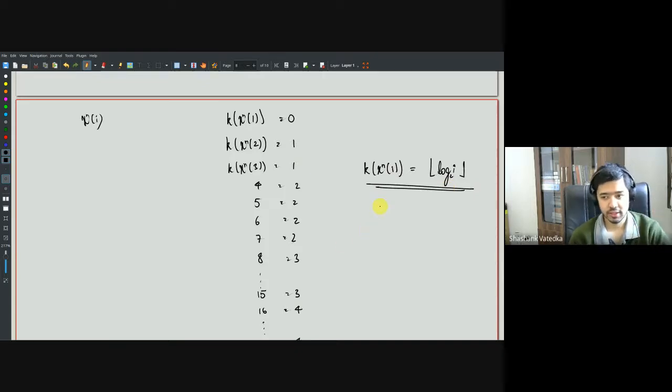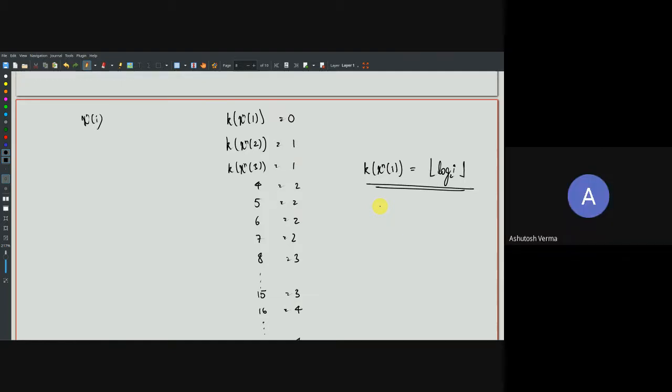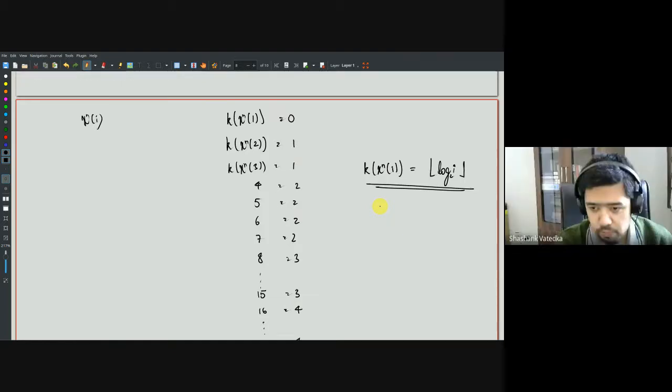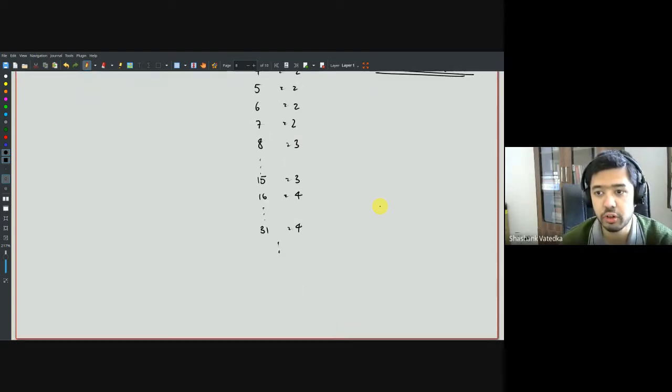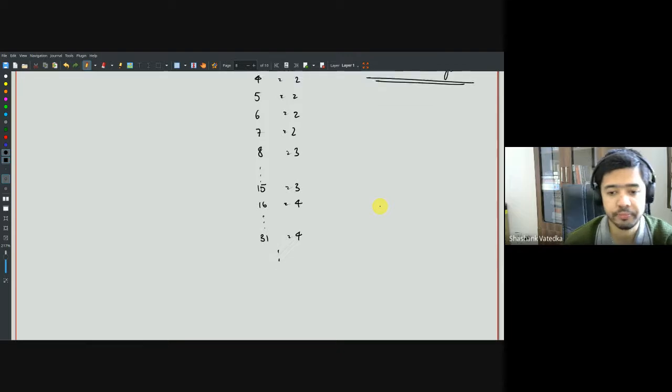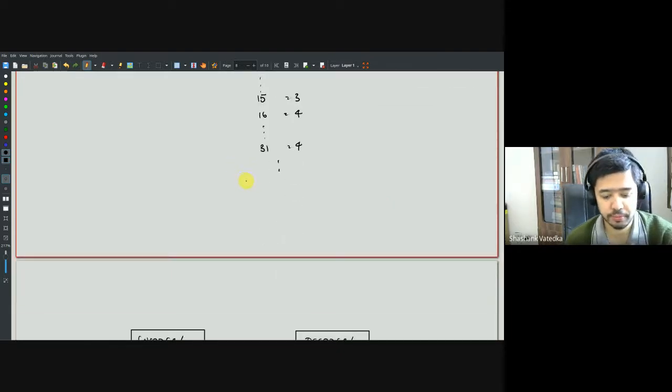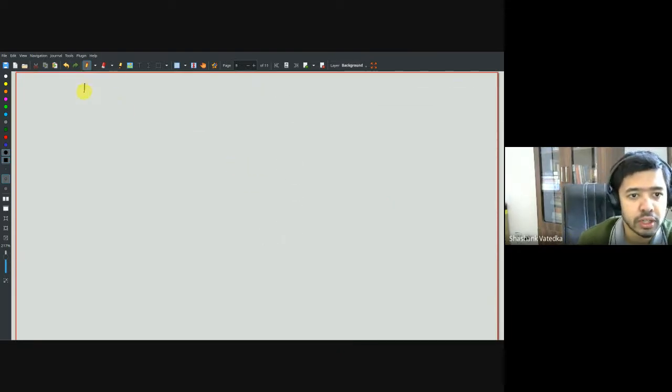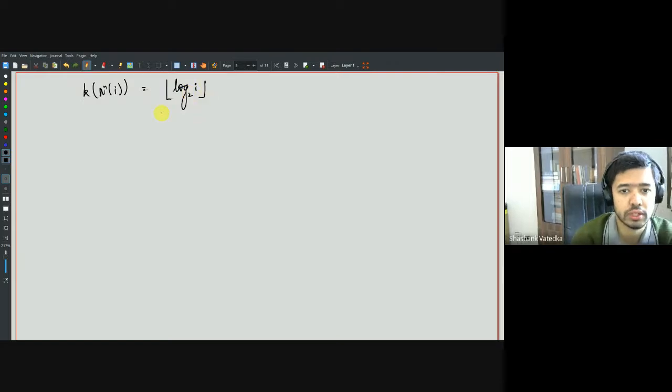Is this clear? Yes, sir. Okay, good. So now we have a formula for k of xn. We know that k of xn of i is exactly equal to the floor of log i to base 2. Okay, that is very good.